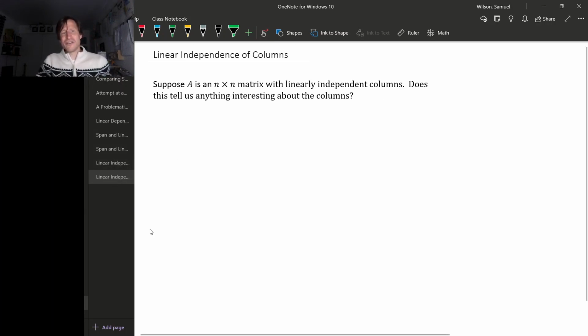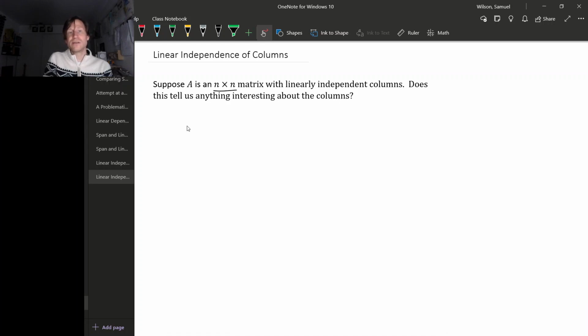Here's another thing we can do with the idea of linear independence. Suppose that we have a square matrix, so n by n, and suppose that all of its columns are linearly independent. Does that tell us anything about this matrix A? Why don't we name the columns of A? Usually we write them like this, A1 through AN. And these columns are linearly independent. So what does that mean?